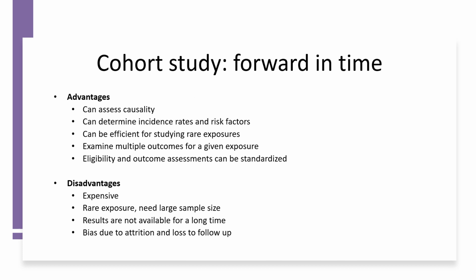Say, for example, smoking, and we'll be looking at examples shortly. If you look at smoking, you can look at outcomes such as cancers or links to respiratory illness or links to cardiovascular illnesses as specific outcomes. From the cohort studies, eligibility and outcome of the assessments can also be standardized.